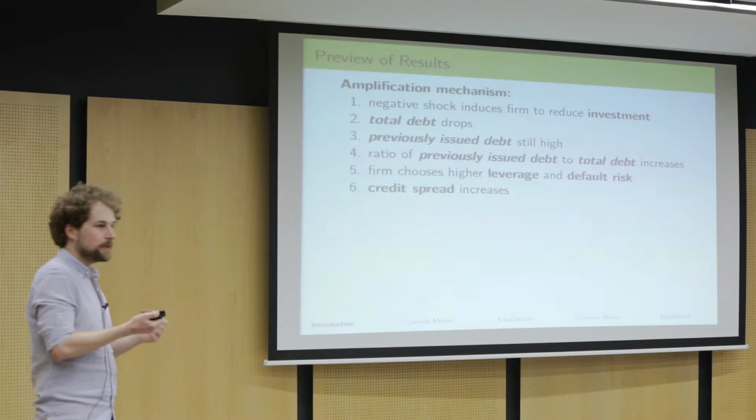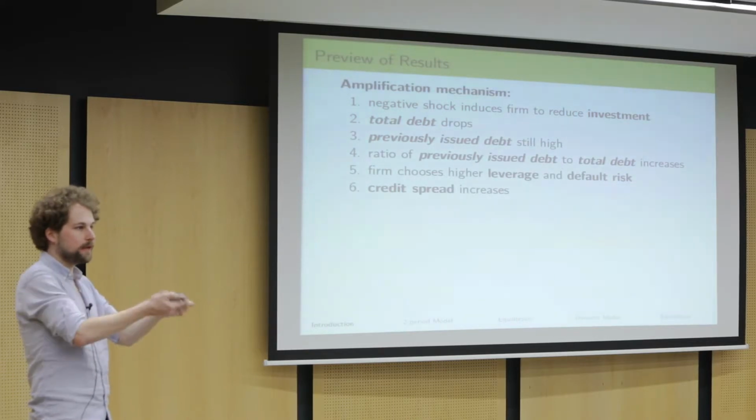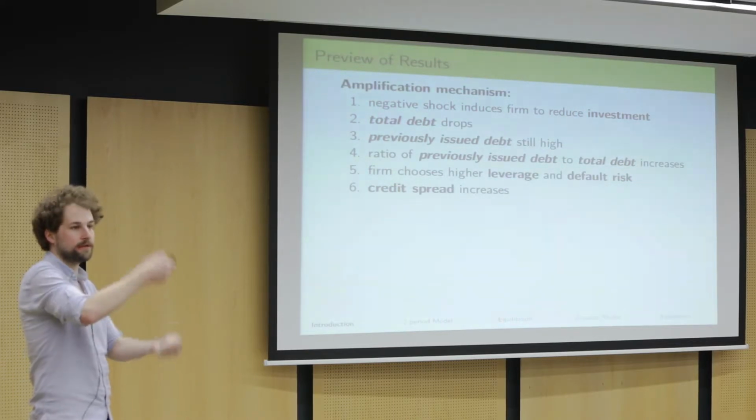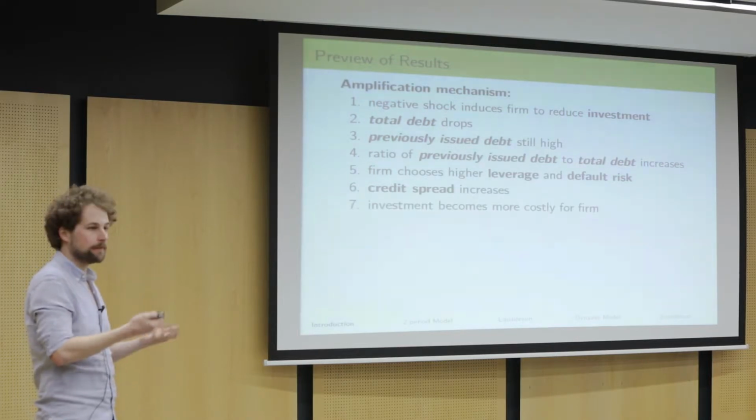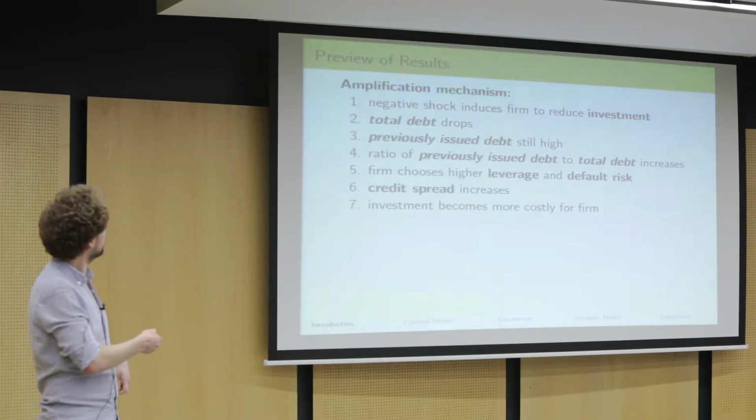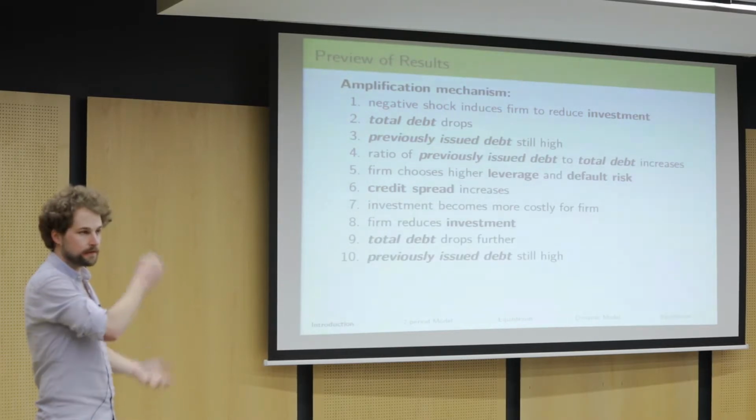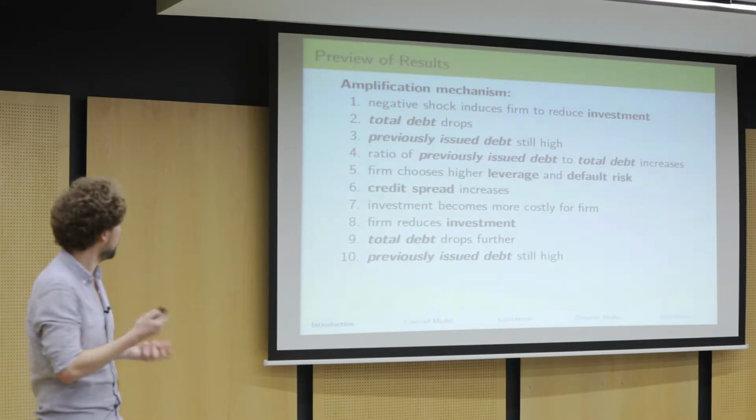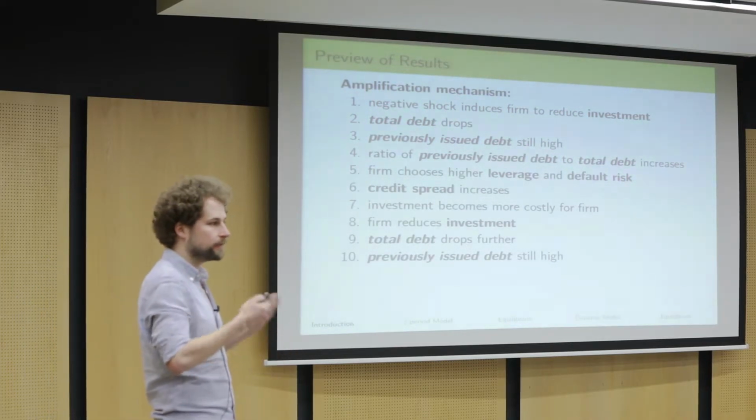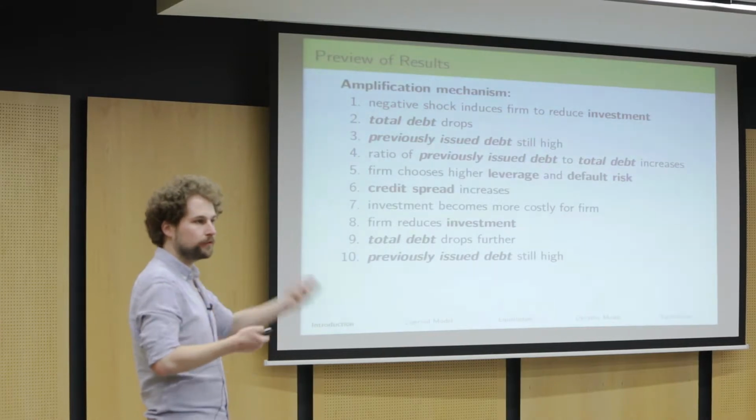This in turn means creditors rationally pay a lower price for the debt, so they charge a higher credit spread. This raises the firm's cost of capital, so the firm invests even less. And now we're back in step one. The firm reduces investment even more, total debt falls even further, and this ratio increases even more. This is the feedback loop between low investment and high credit spreads, which is present in this model once you put in long-term debt.